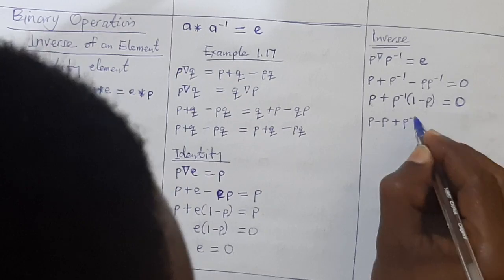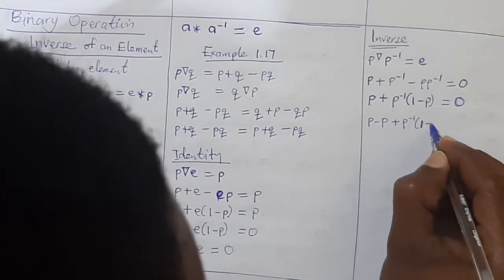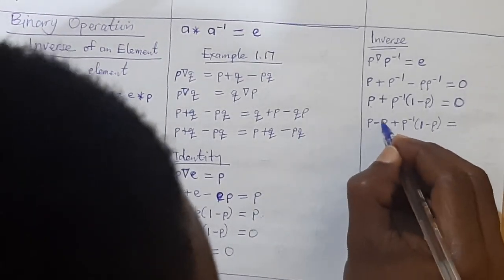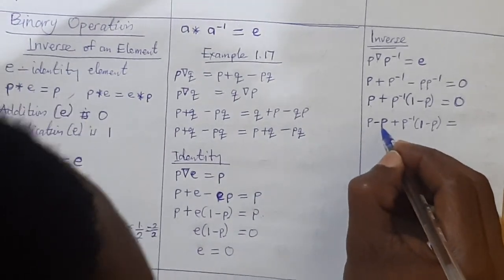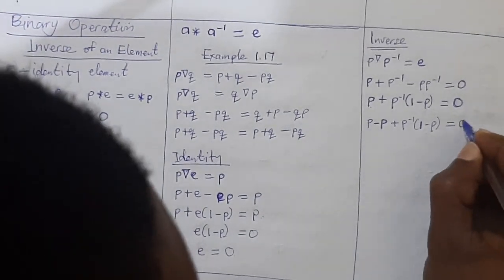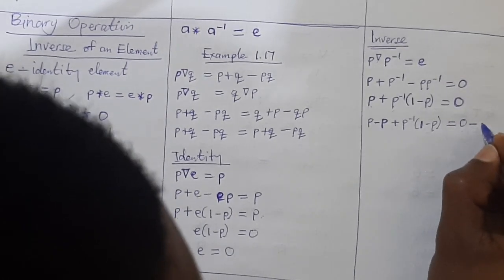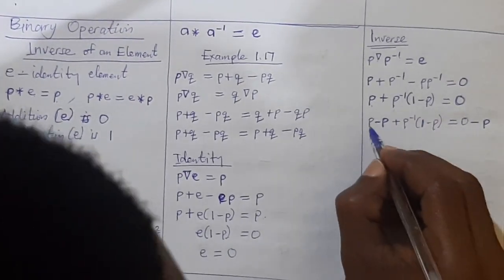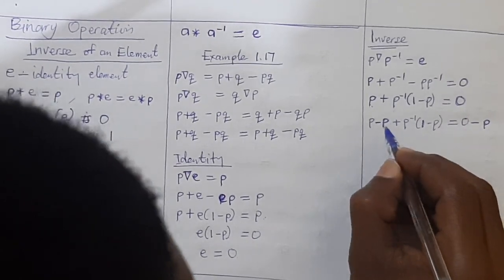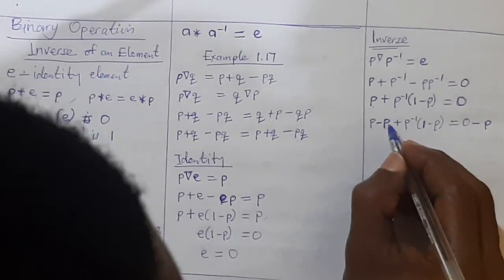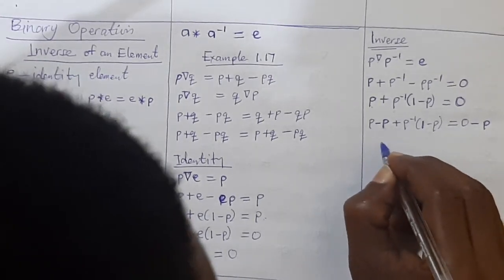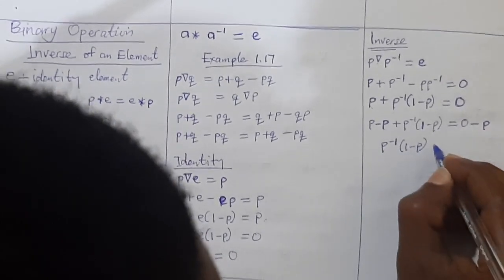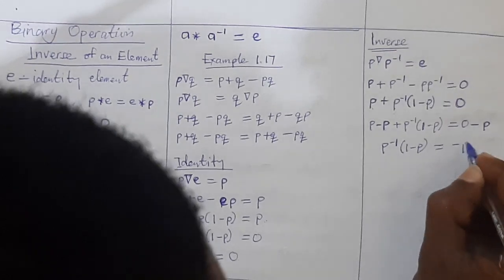plus P inverse (1 minus P) equals, because I have taken P out here, I am subtracting P, and I have to subtract P from the other side too. So the P cancels out the P. That is what you say, take P to the other side. So I'm left with P inverse (1 minus P) equals negative P.